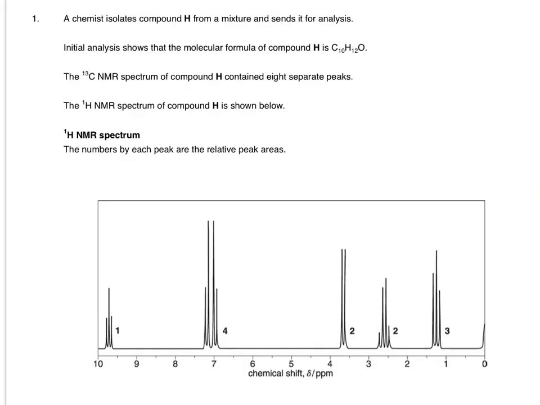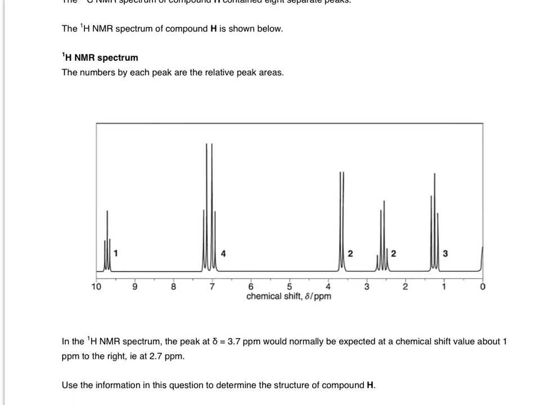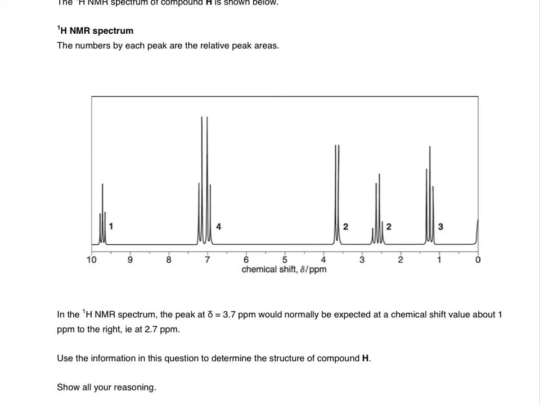So a chemist isolates compound H from a mixture and sends it for an analysis. And the initial analysis shows the molecular formula of H is C10H12O. So it gives you a typical spectrum. This one's a bit more complicated perhaps than the one we looked at a few moments ago. And bring it down. It says in the NMR spectrum the peak at 3.7 parts per million would normally be expected a chemical shift value about 1 part per million to the right, i.e. at 2.7. So let's try and collect our information.